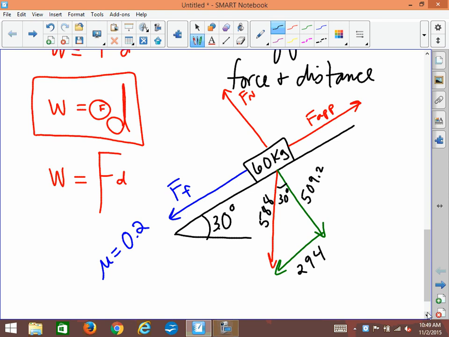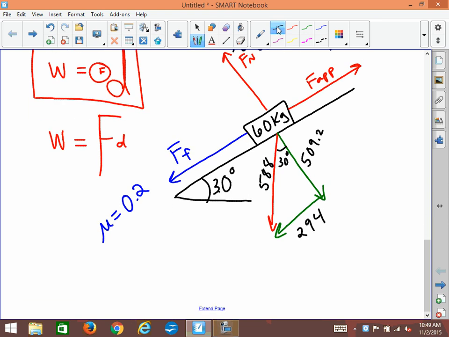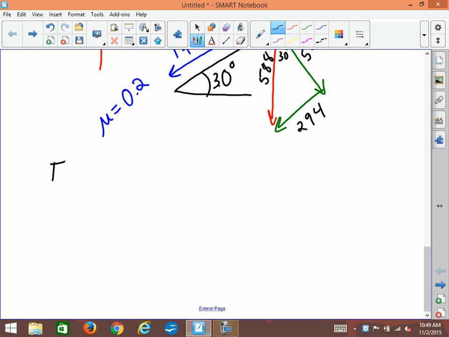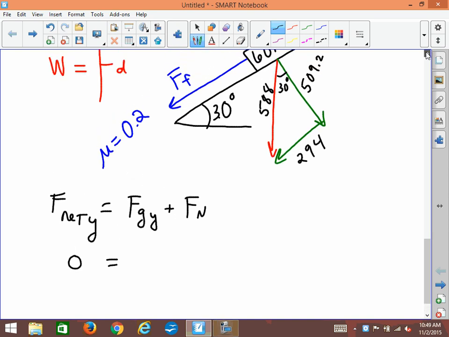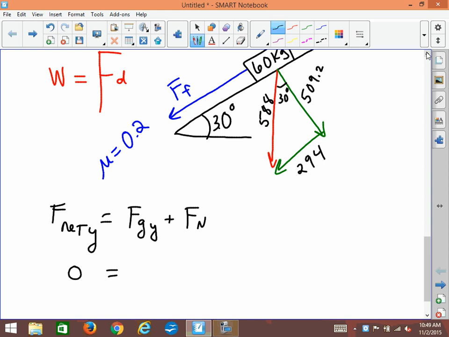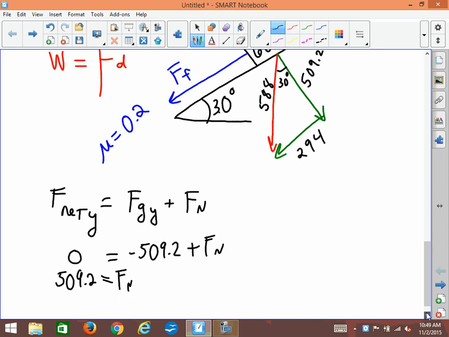509.2. Okay, so we jump into our F net Y equation, and we figure out the normal force. We have to do this step now because we have an FGY, right? And we have an FN pushing up. We want zero acceleration in the Y direction, and we want 509.2 is down. So the FN is 509.2 up. Good.